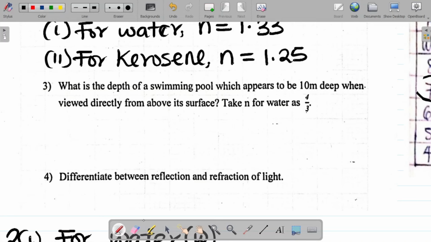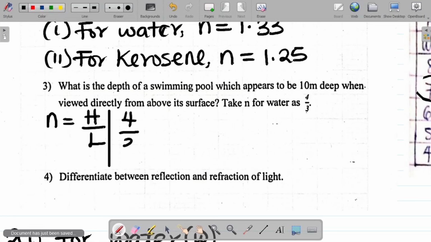So how do we do that? Very simple. We said N is equal to real depth H all over apparent depth L. So N is about 4 over 3. It's equal to H, real depth unknown, all over apparent depth, say 10 meters. So it becomes 10. Now my next task will just be to cross multiply.